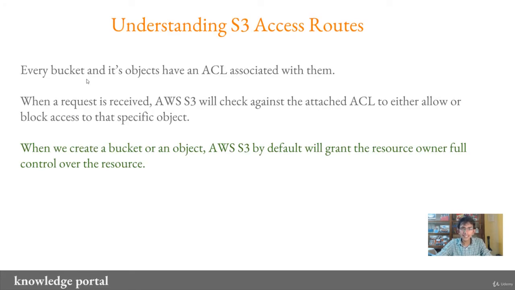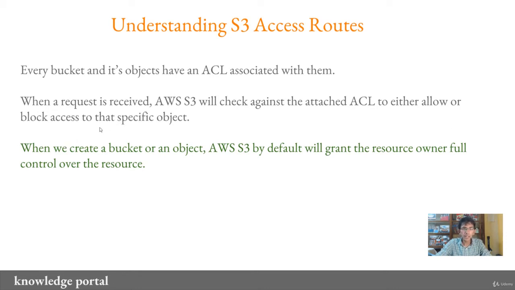Now, as an initial start, just to have the right base, we should remember that every bucket and the objects that we upload within that bucket has an ACL associated with them. Whenever a request is received for an object within an S3 bucket, AWS S3 will check the ACL associated with that object, and depending upon the ACL, it will either allow or block the request.